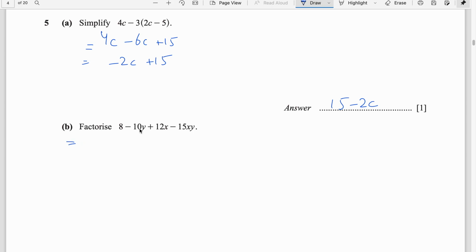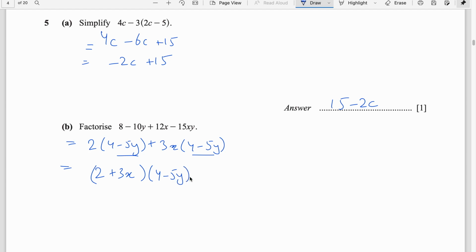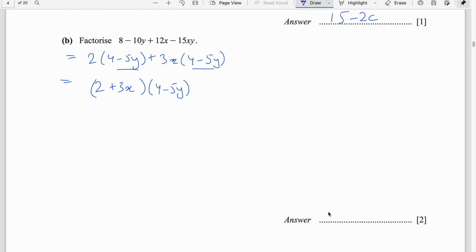Factorize this. So if we take out common, that is 2 times 4 minus 5y, and common again, that is 3x, so we're left with 4 minus 5y again. These two brackets are the same, so 2 plus 3x times 4 minus 5y.